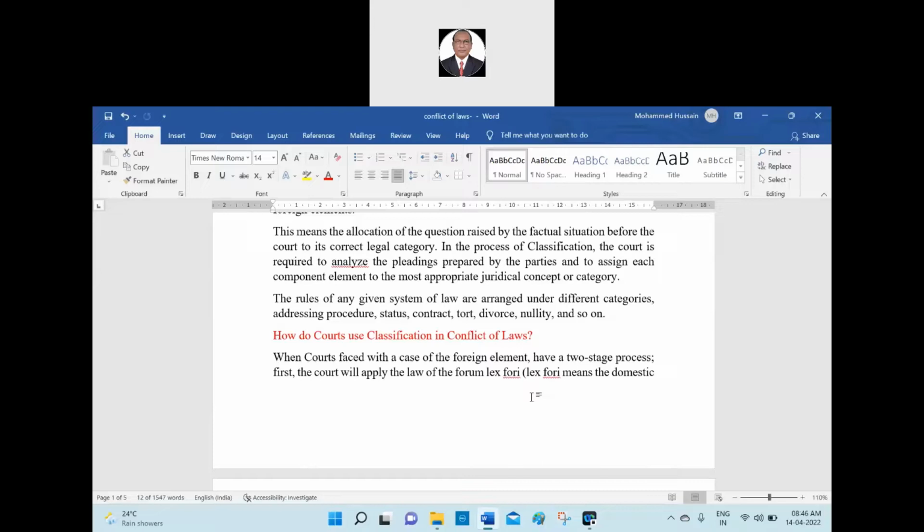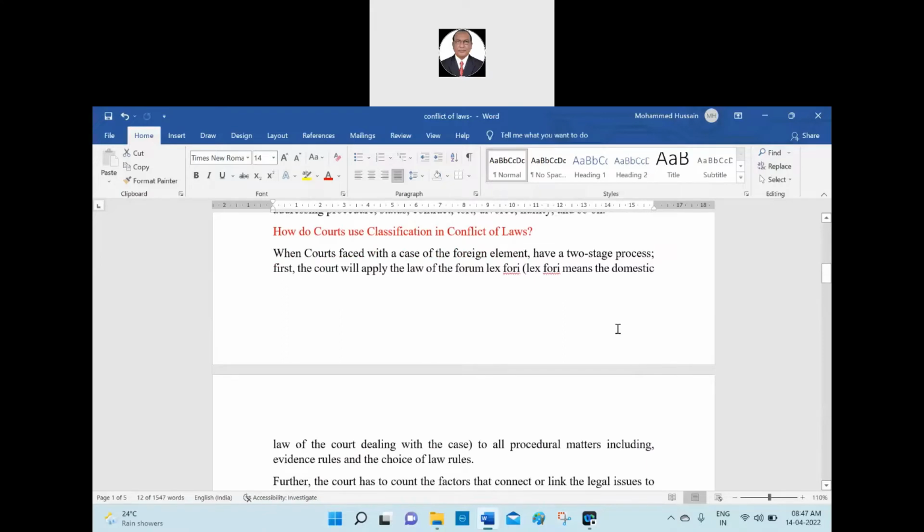How do courts use classification in conflict of laws? We can say sometimes conflict of laws, or we can say private international law. But in the earlier classes, I made it very clear that private international law is the UK terminology, and hence in our syllabus also we will use advanced private international law, but not advanced conflict of laws. So when courts are faced with a case with a foreign element, of course one foreign element is a must in the dispute here, I have a two-stage process.